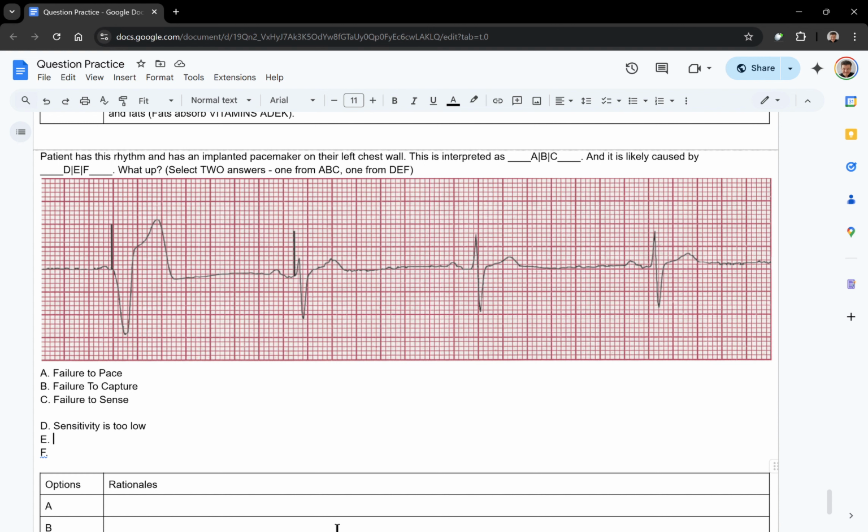All right, so then we got to E. So let's do some, I don't know, scar tissue at the myocardium and pacer. Right, we can also put down poor contact.